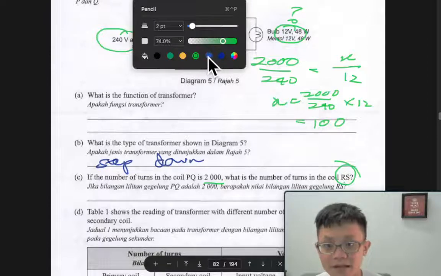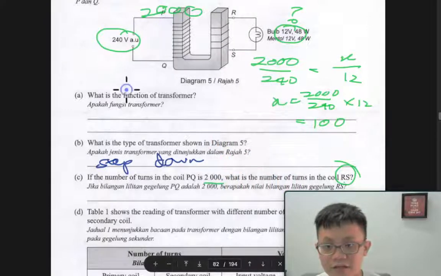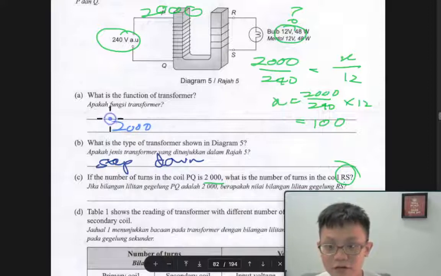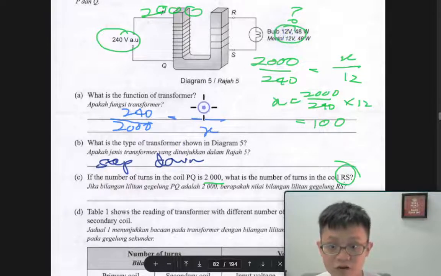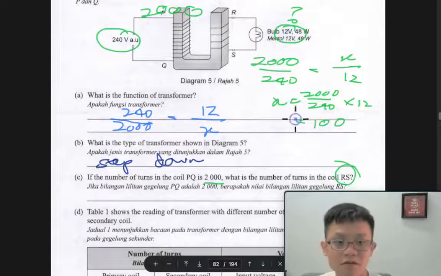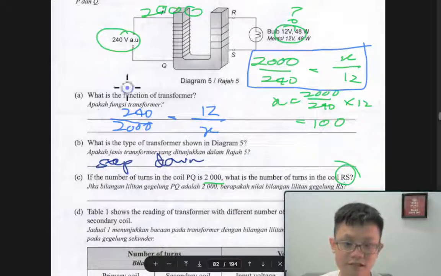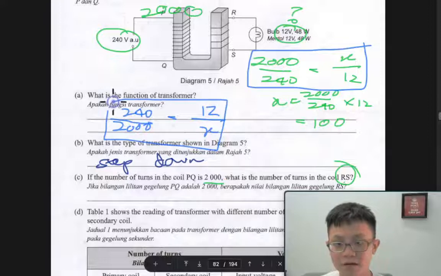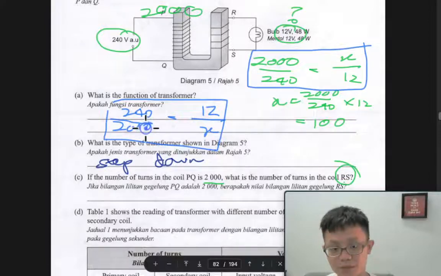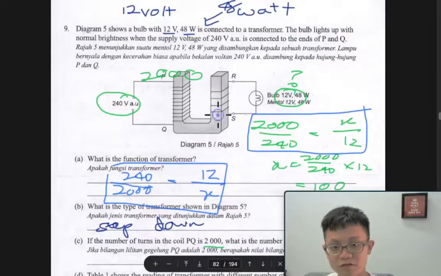Okay, and I think it's the same even if you put it upside down. Let's say you put 2000 down here and 240 up, equals to the number of turns X down here and 12 volt up. So what is X? You will still get the same answer. If you want to put the number of turns up and the voltage down, then you do the same. Or if you want to put the voltage up and the number of turns down, it is still the same. Up to you which one you want to use.